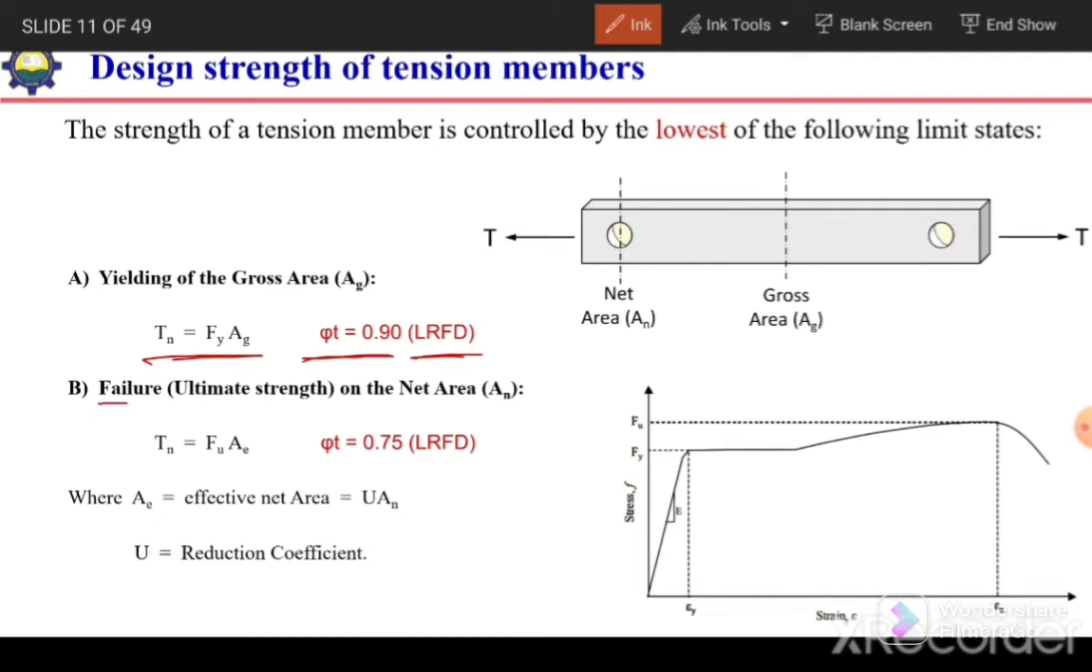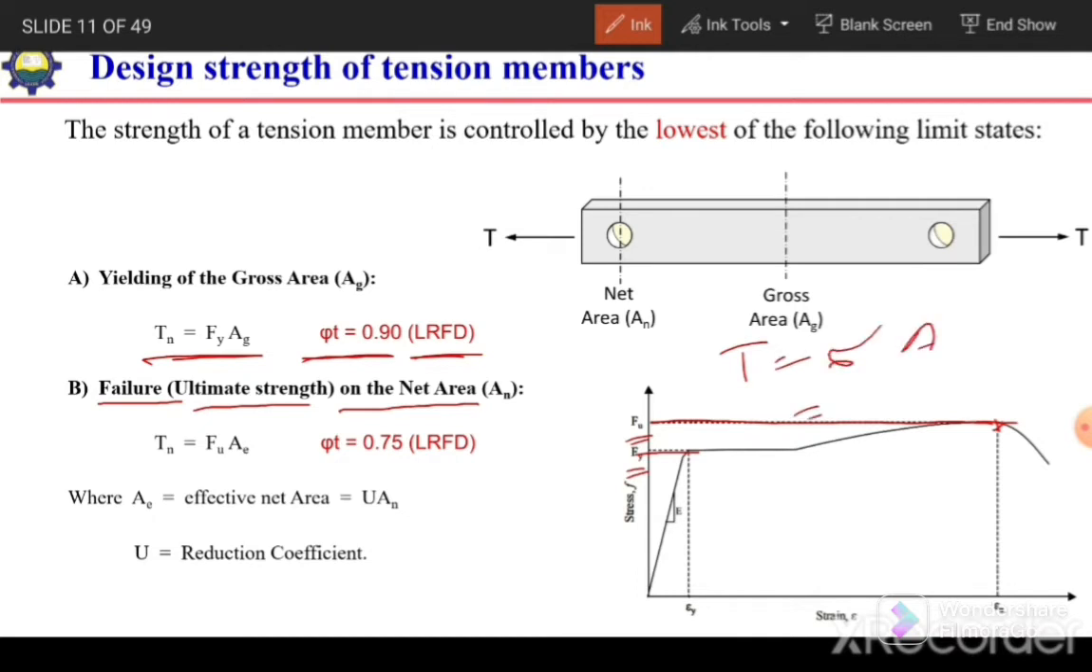The next limit state is failure or ultimate strength on the net area, or we can say the strength corresponding to tension rupture. The rupture will occur when the stress in the member reaches the ultimate value. Yielding occurs when the stress in the member reaches Fy, and rupture will occur in the member when the stress in the member reaches Fu, the ultimate strength. Okay, so we just need to replace, in this case, in sigma is equal to T over A.